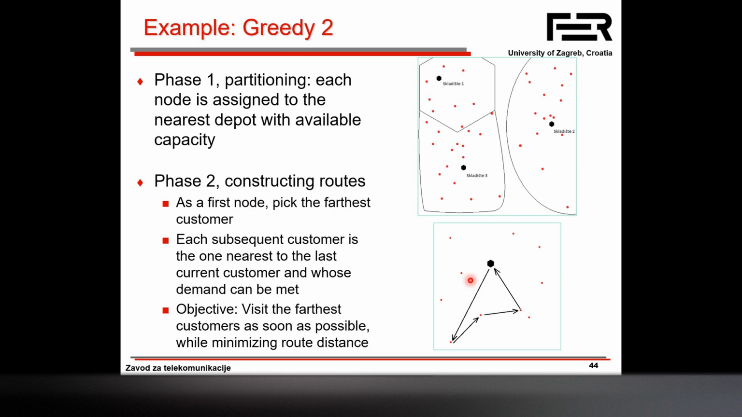One methodology would be to pick a farthest customer as the first node, and then take each subsequent customer to be the nearest one to the last customer, with the rationale being to first visit the farthest customers as soon as possible, and then from then on try to minimize the route distance. As I said, these are examples of ways to get some kind of an initial solution, and after that, a good approach would be to use some kind of improvement heuristics to try to improve the solution by, for example, modifying certain routes, moving customers or moving branches, and so on. And we'll get to that later on in the course.